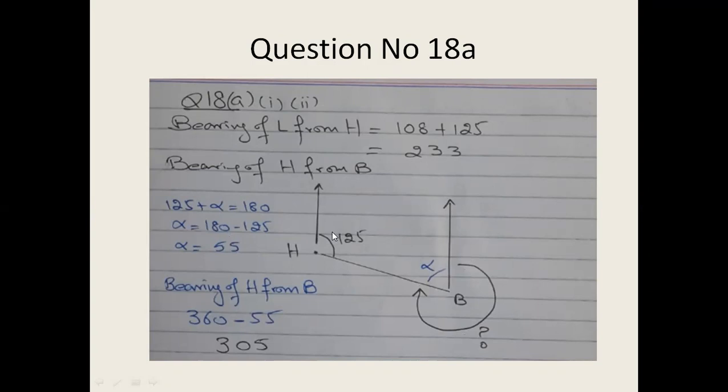The first technique which I told you: if I know the bearing of going from H to B, and if that bearing is less than 180, the back bearing, the reverse bearing, the bearing of the H from the B will be 180 plus 125. If this bearing, instead of 125, is something more than 180, then the back bearing will be found by subtracting. So hopefully you understand.